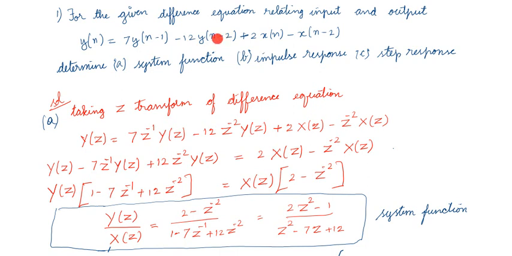So n minus 2 is coming, so Z power minus 2 Y of Z. So 2 into X of Z. Then x of n minus 2, so Z power minus 2 X of Z.